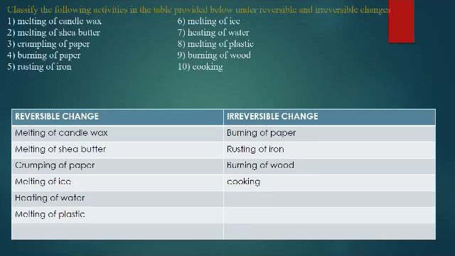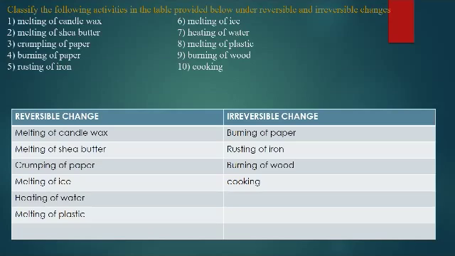So we are classifying the following activities in the table provided below under reversible and irreversible changes. Question 1. Melting of candle wax. What did we learn last week? We said reversible changes are changes where we can get the actual product back after it has gone through the change. And irreversible change is a change where we cannot get the actual product back. As in, after the change has occurred on the substance or the object, we have to get something else.